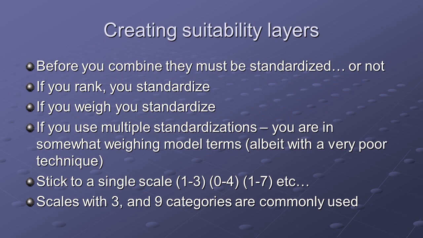So I want to talk a little bit about creating suitability layers. Just remember, before you combine layers, they have to be standardized, or not, depending. If you rank your variables, then you should standardize them, or you are standardizing them. If you weight your variables, in a sense, you are standardizing them. If you use multiple forms of standardization, you are somewhat weighing model terms, but it's not a very good technique. In other words, you don't want to use different standardizations like 0 to 1 or z-scores together, because it defeats the purpose of standardizing if you don't use the same standard. You want to stick to a single scale. In other words, if you're categorizing things, sets of 3s and 9s are commonly used.